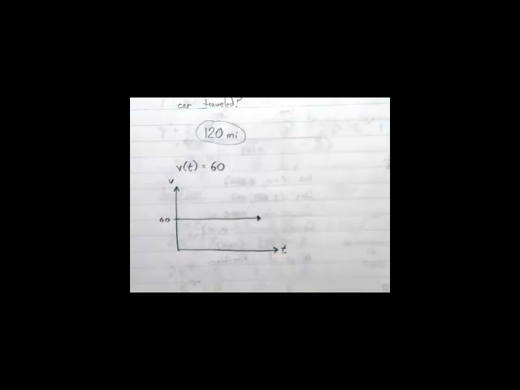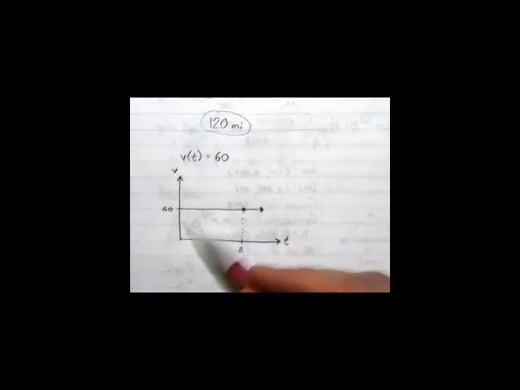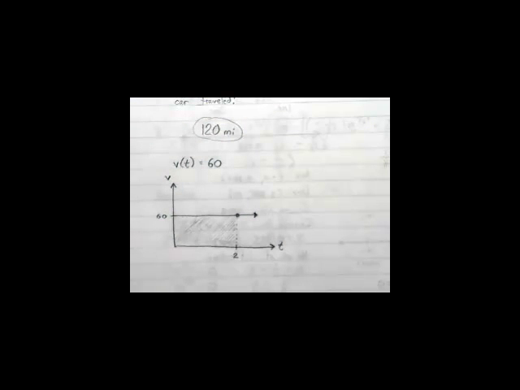And then we said it's for 2 hours. So if I put 2 hours on the time, it's going to hit the function right there. And then it makes this enclosed region with the axes. What is the area of that region? 120. The area of that region and the answer to my question are the same thing.